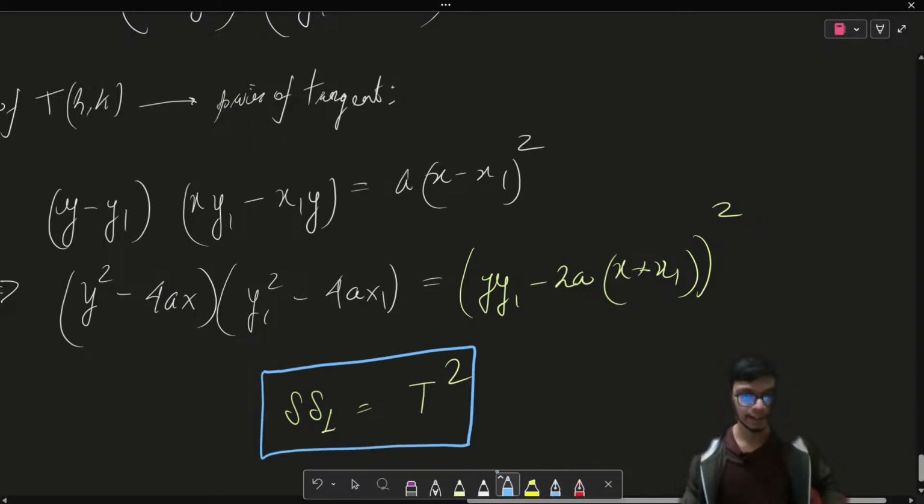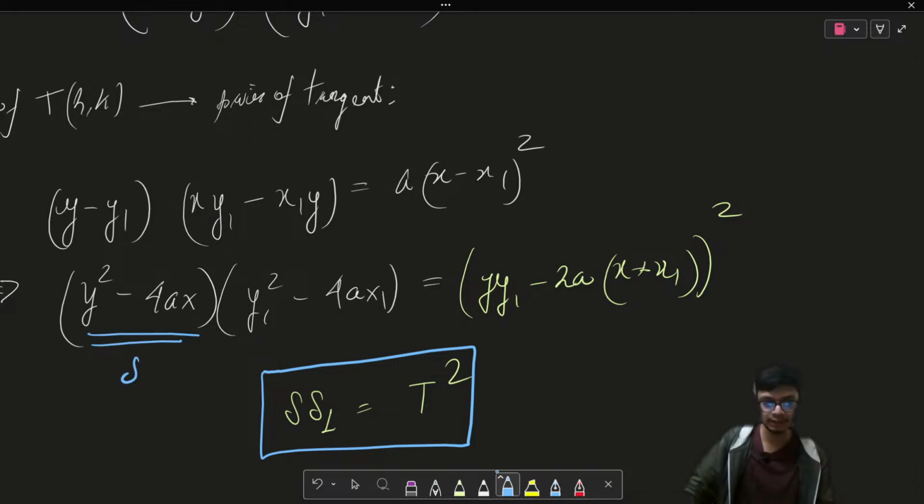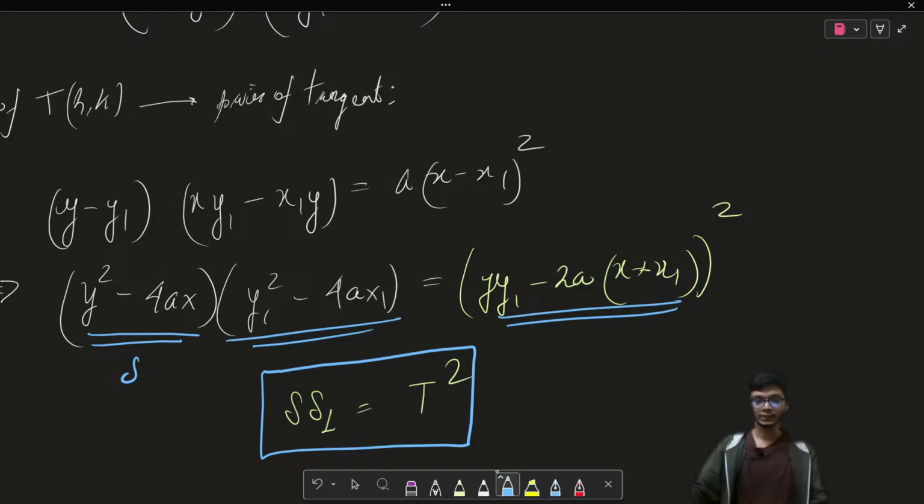So we have seen that in case of pair of straight lines, we described that this is the s equation and this is the s1 equation, this is the t equals to 0 expression, right? So s into s1 equals to t square, which is a very well known relation that we have established previously in our topics of circles. So in case of parabola as well, this particular relation actually holds true. So this is the combined equation of the pair of tangents from an external point to a parabola. I hope this is clear to all of you.